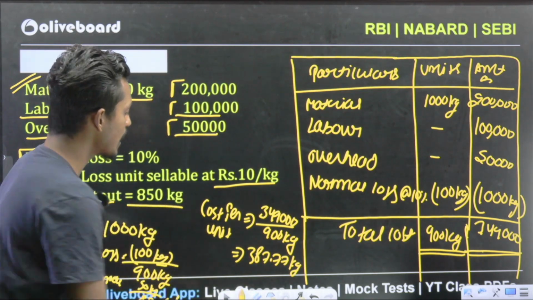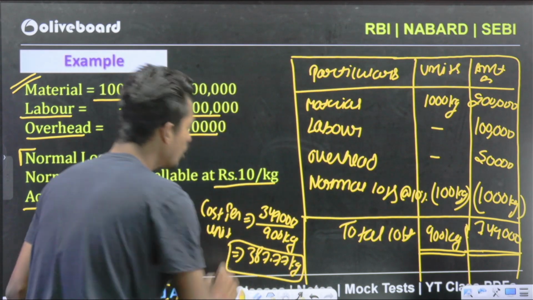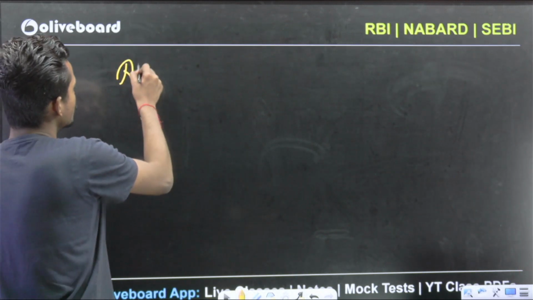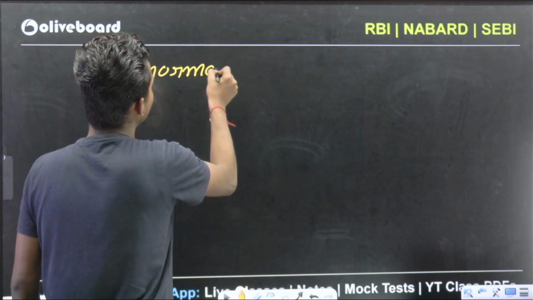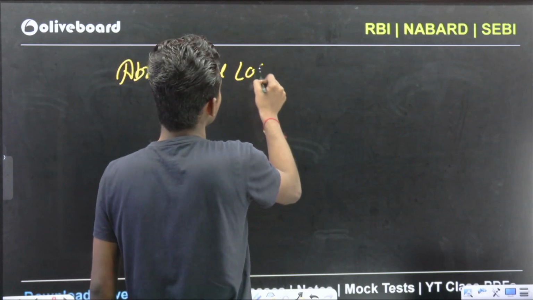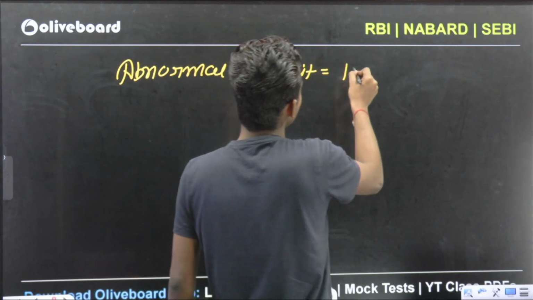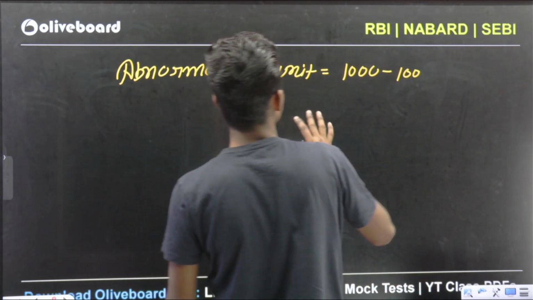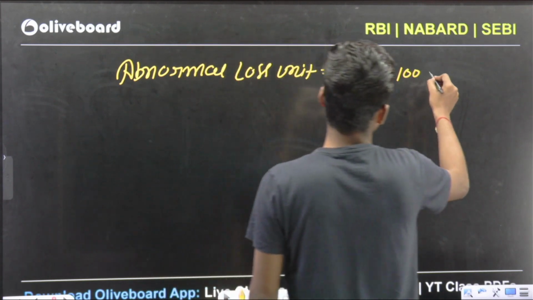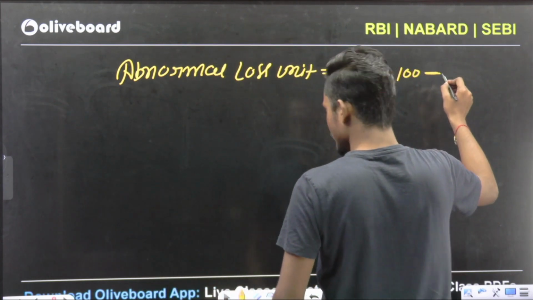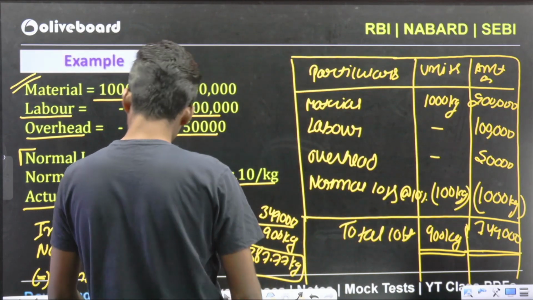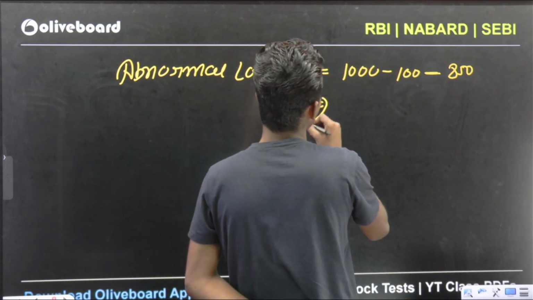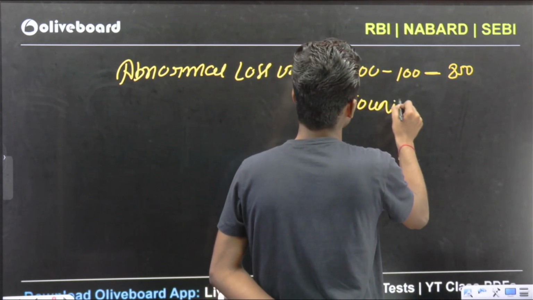Now the question arises, how will we give the treatment of abnormal cost? For abnormal cost, you can simply value that abnormal cost. First of all, what is the abnormal loss unit, sir? Out of the total 1000 units, we have 100 units of normal loss, and we have actually the production of 850 units. So the remaining portion, 50 units, is our abnormal loss over here.